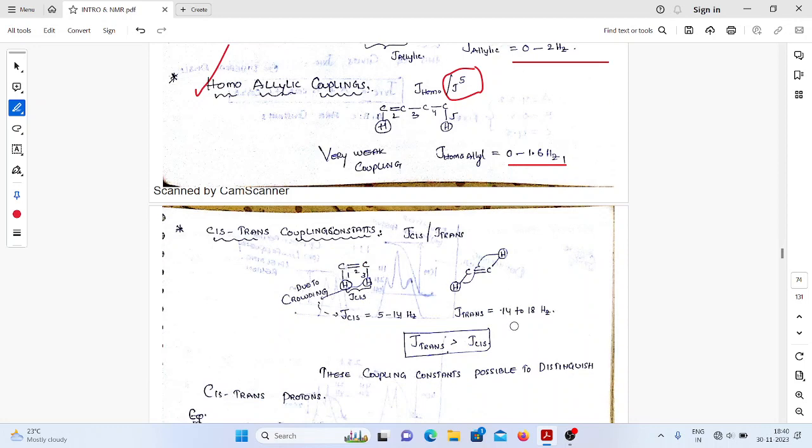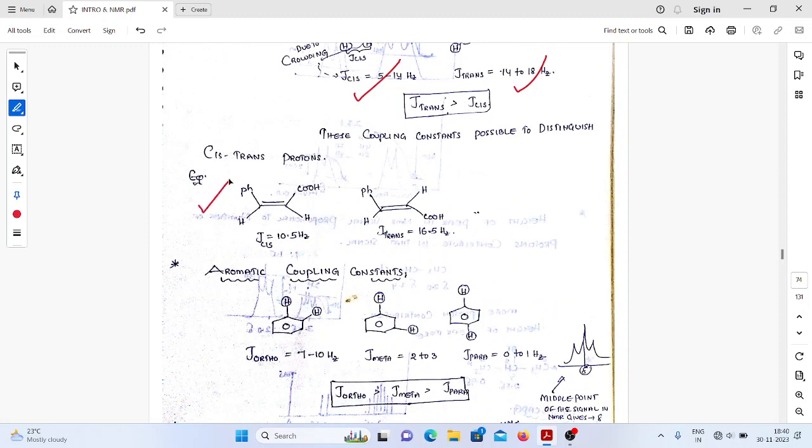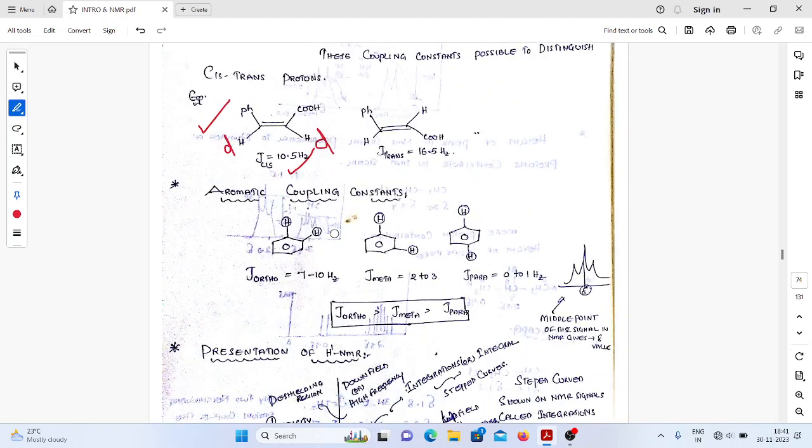Cis trans coupling. In the case of trans couplings, the J value is more. In cis coupling, the J value is less. Why? Because of steric crowding, steric strain. The strength of the coupling decreases, thereby the J value decreases. This is one of the best examples: cis cinnamic acid and trans cinnamic acid. These two protons are chemically non-equivalent, so the coupling phenomenon takes place. Because of the coupling we get the signal. This proton will give a doublet, and this proton will give a doublet. So two doublets we can get, and accordingly we have the coupling constant value.